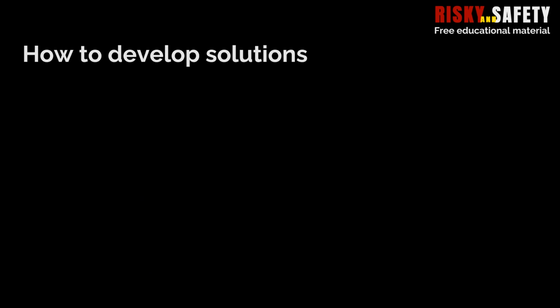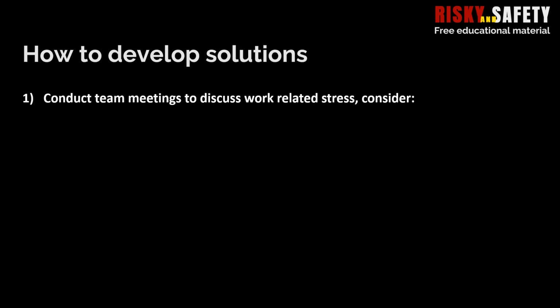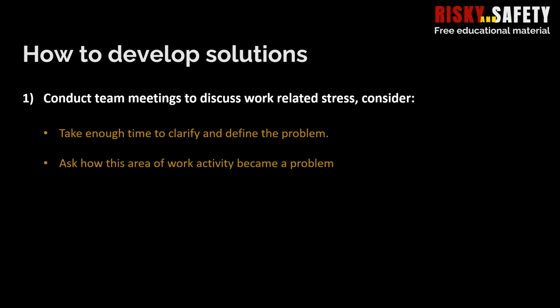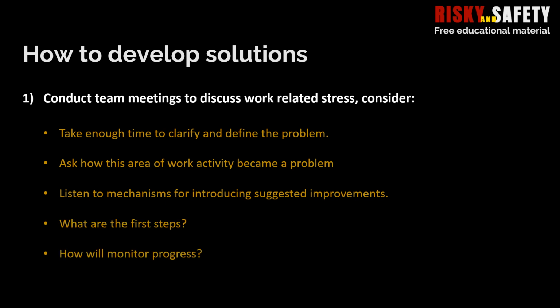How to develop solutions. This section provides suggestions on how to develop solutions and examples that have already been done successfully by other organizations to deal with problematic working conditions. Conduct team meetings to discuss work-related stress. You should take enough time to clarify and define what the problem is, ask how this area of work activity became a problem, listen to suggested improvements, ask what the first steps are and how we'll monitor progress, and finally, it is important to prioritize required actions.